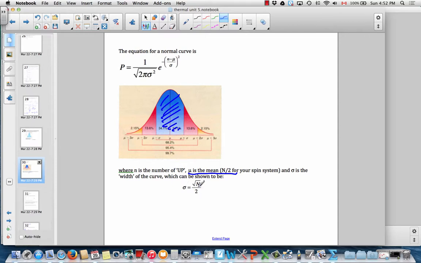Now, for our binomial system, say for the magnetic atom, where it can only have 2 outcomes, the width can be shown to be root n over 2. And that's going to have some interesting implications for us. And so in this, we're dealing with, say, the probability of outcome n, where n is the number of up spins.